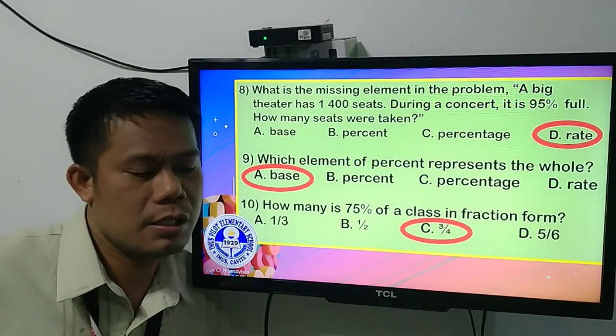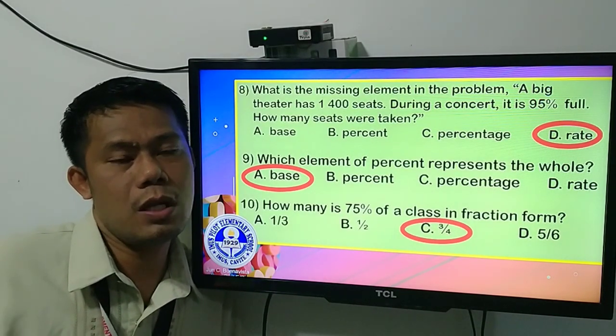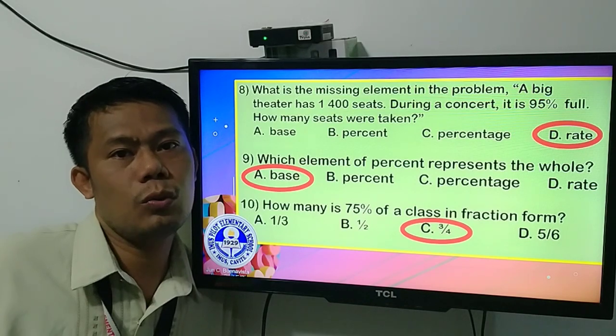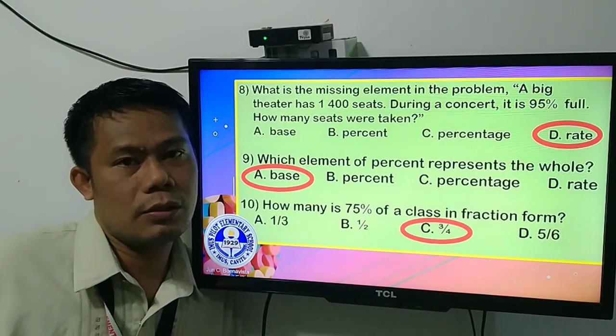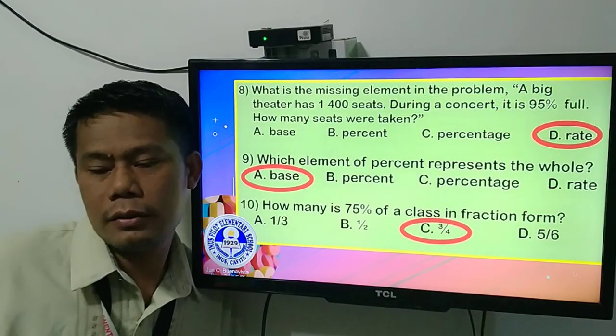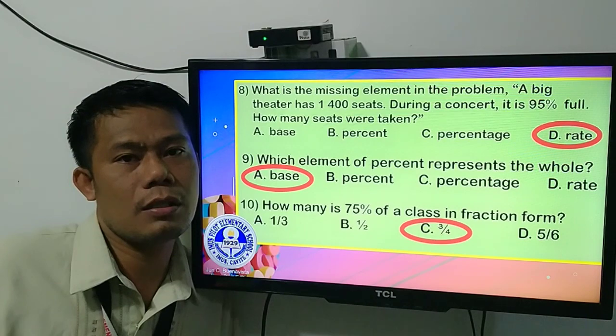So in other words, she or he cannot understand our lesson last week. So all you have to do is to review the video lesson. Okay? We have also learned last week about the elements of percent.